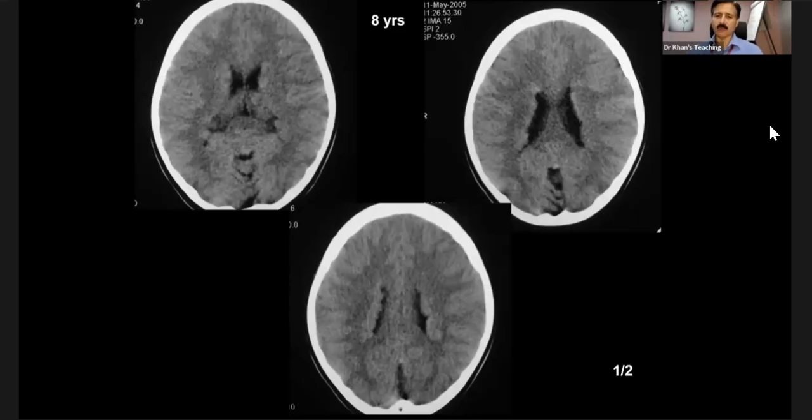Okay, candidate 5, over to you. And please remember all of these cases which I am showing you have come in the exam. Yep. So these are 3 representative axial images of a CT scan in an 8-year-old child, non-contrast study.